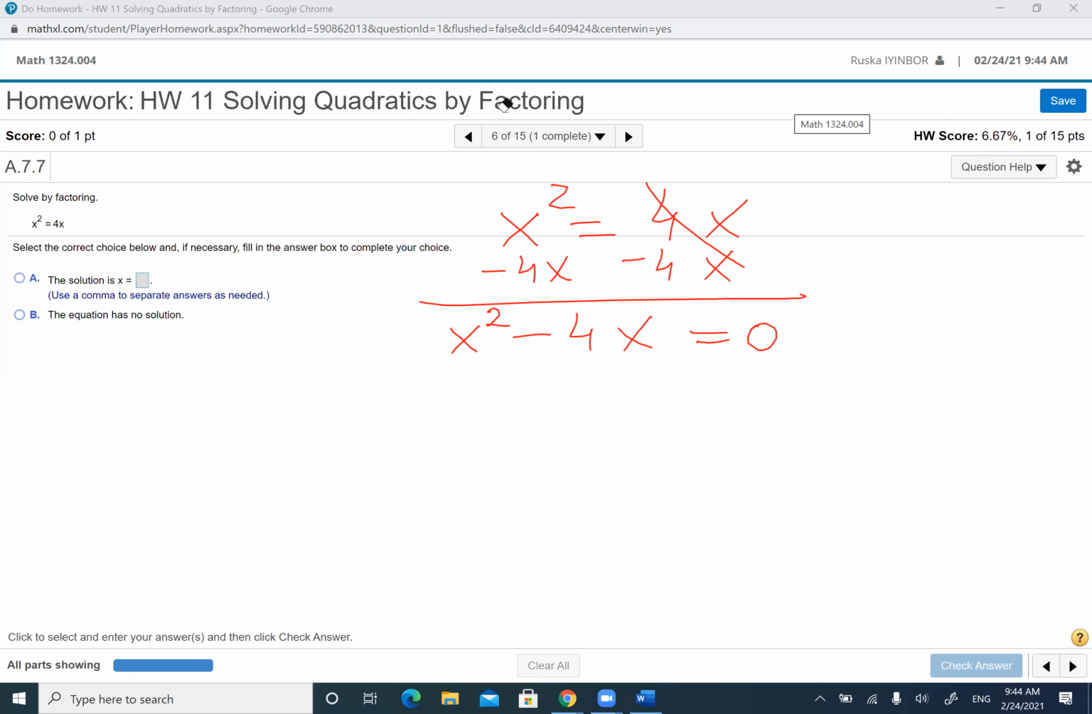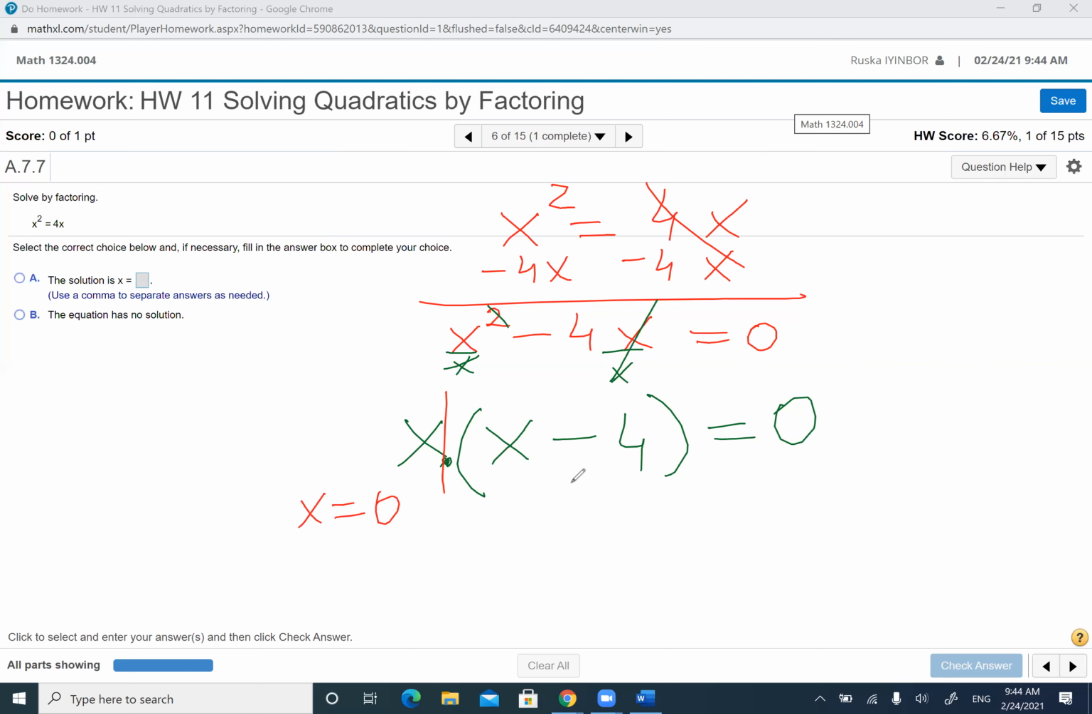Both of those have x's, right? So you're going to pull out 1x. That means I'm going to divide both of those by x. And what is left? 1x cancels, so I have x minus 4, right? This cancels, equals 0. So when you factor it, again, you're going to use the zero product property. We're going to set x equals 0 and also x minus 4 equals 0.